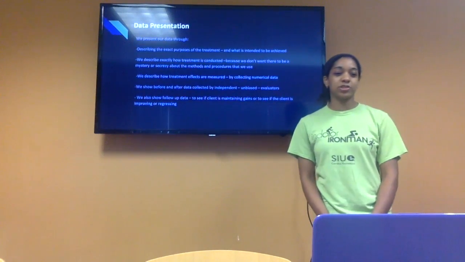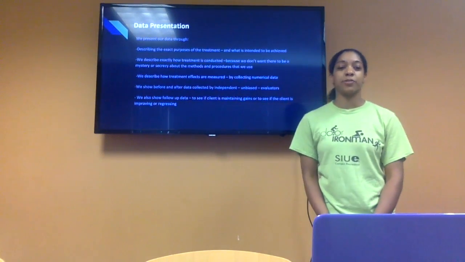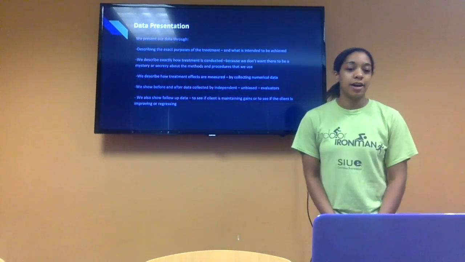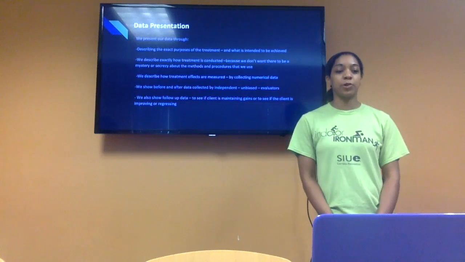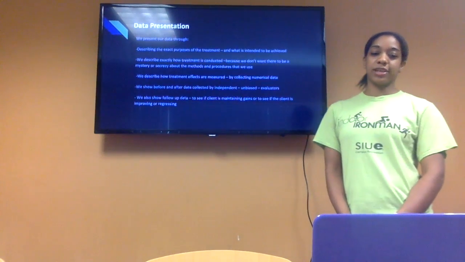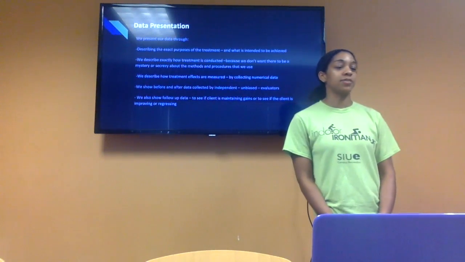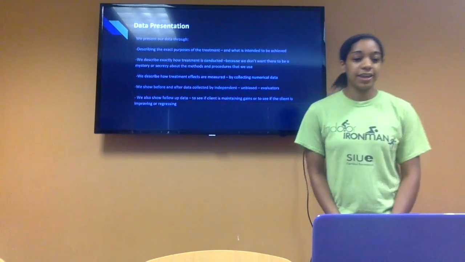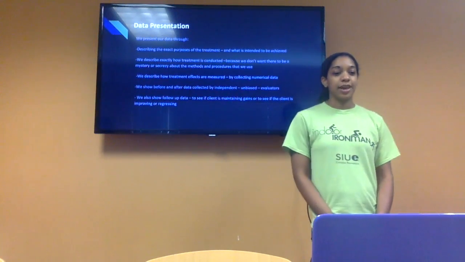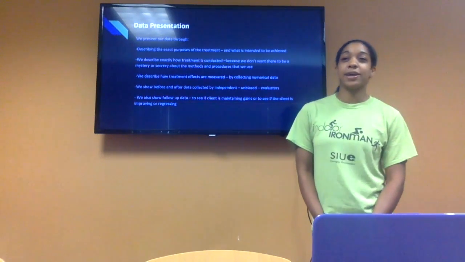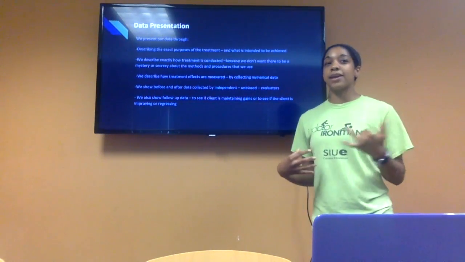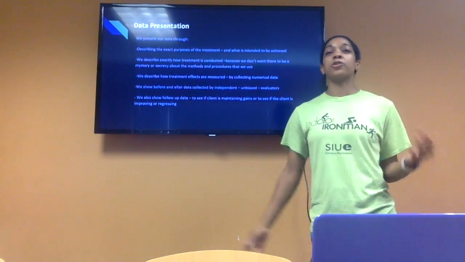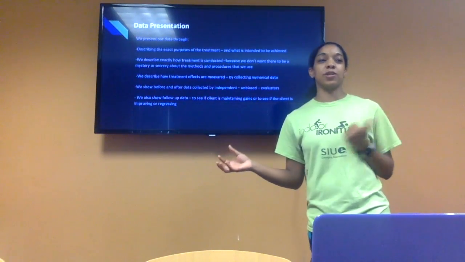We also make sure we describe our treatment effects and how they're measured, again by collecting numerical values and numerical data. What we like to do is show before and after data collection, and we use independent, unbiased implementers, which would be us or our RBTs that we have on staff. We also like to do follow-up data. This is to see if the client is maintaining the gains they make during treatment, or if the client is improving, or may be regressing and doing worse than we intended.